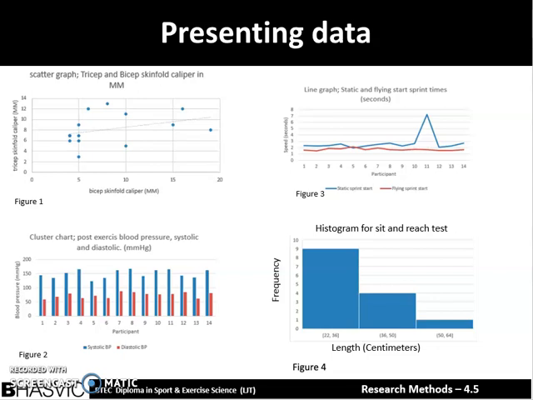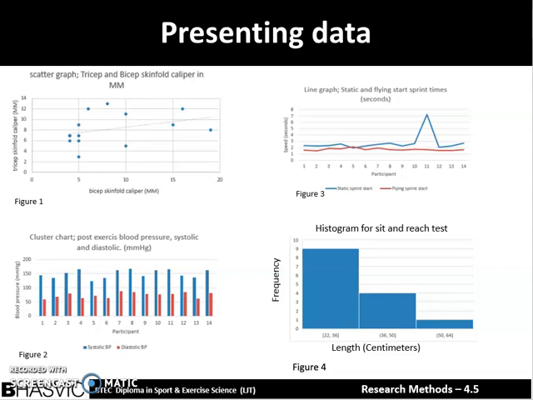In Figure 1 there is an example of a scatter graph, and the axis shows bicep on the skin fold caliper measured in millimeters, and the tricep on the skin fold caliper measured in millimeters. On a scatter graph, the dots represent two numerical values, and these values show a positive correlation. Although it was a weak positive correlation, it is shown by a trend line on the graph.